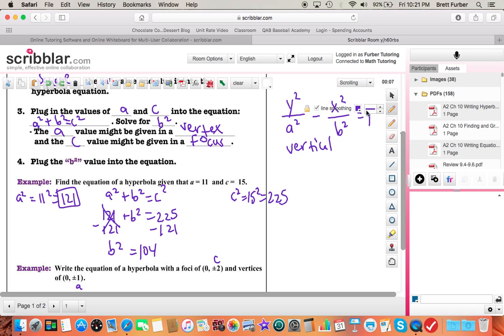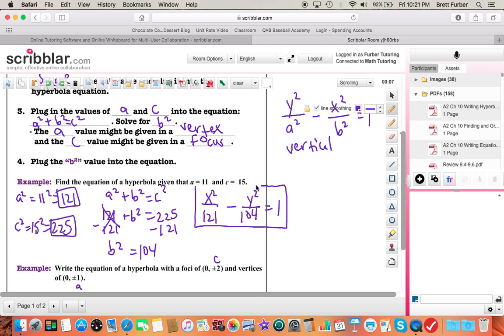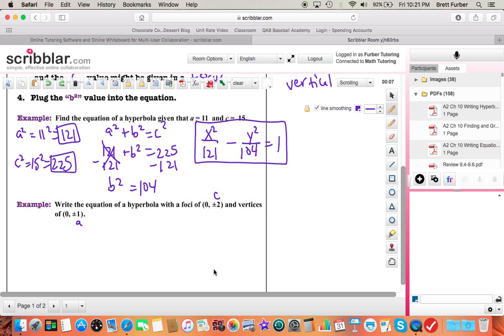Knowing that is going to allow me now to do my formula. So from that I can do the formula. Remember, my formula is going to be assumed to be horizontal. So a squared is 121, and then I just found that b squared was 104. And there's my answer. There's my equation of the hyperbola.